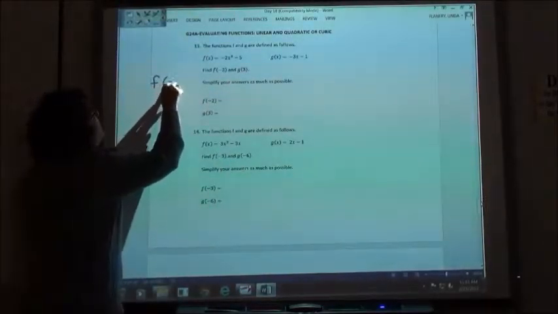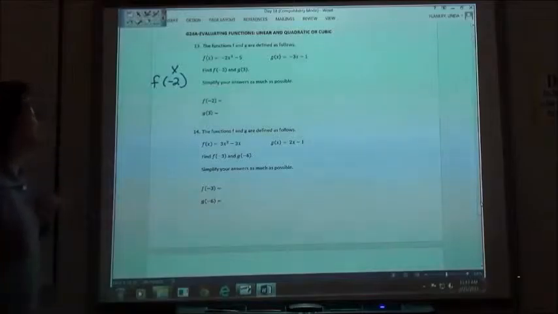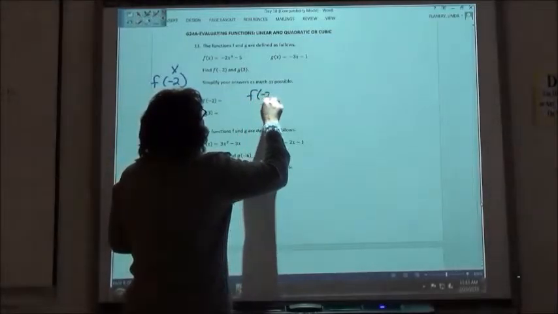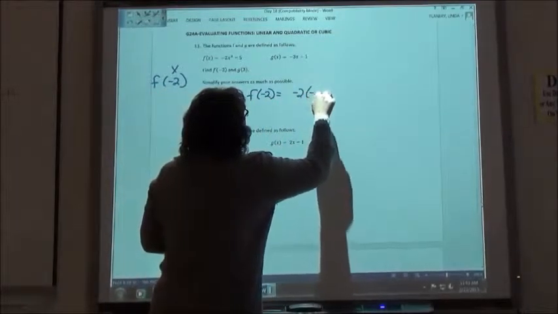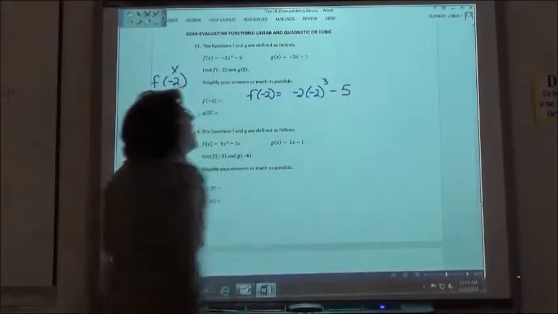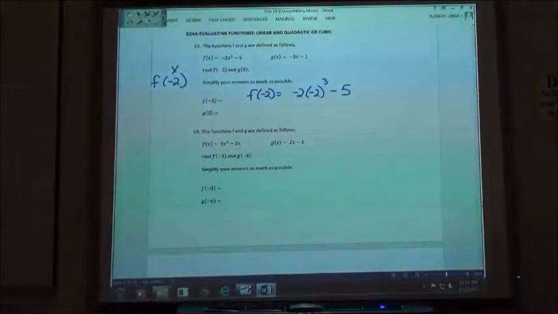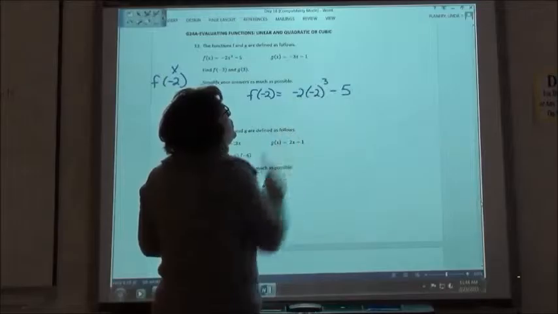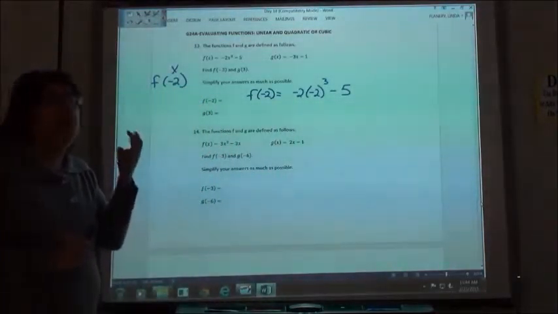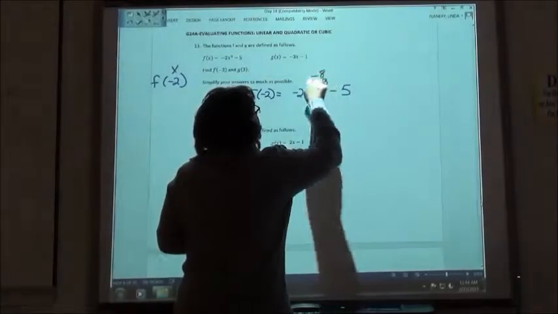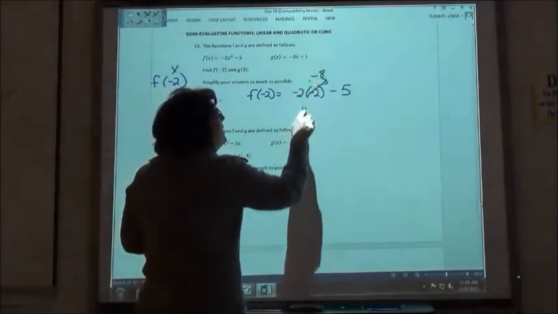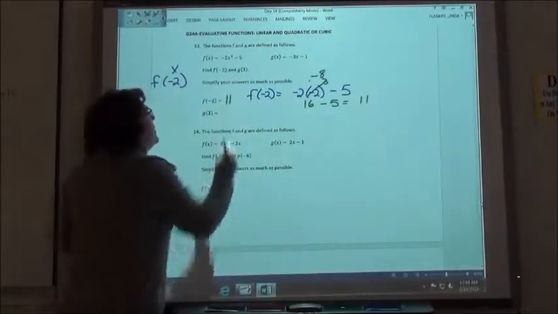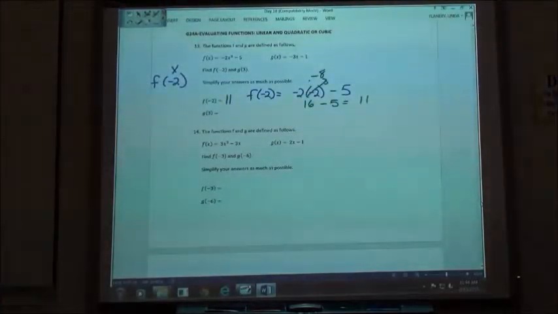So if I'm doing f of negative 2, it's telling me to put that value in for x in my f function. So f of negative 2 says I'm going to do negative 2 times negative 2 cubed minus 5. I then have to solve that following my order of operations. So I have to do my exponents before I do any multiplying. Negative 2 to the third power, negative 2 times negative 2 times negative 2, would be negative 8. So I have negative 2 times negative 8, which is positive 16. 16 minus 5 gives me 11. So f of negative 2 is equal to 11.